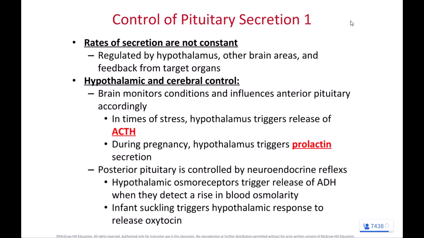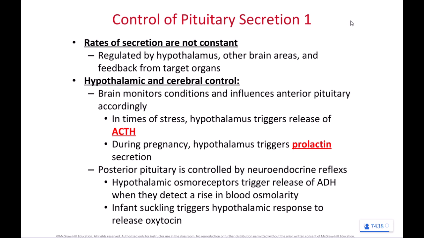Classic things that cause the response of the hypothalamus to trigger the release of these hormones include suckling on the breast. That stimulation of the breast is going to trigger the posterior pituitary to release oxytocin. So when the breast is suckled, there will be smooth muscle contractions that will cause milk letdown.